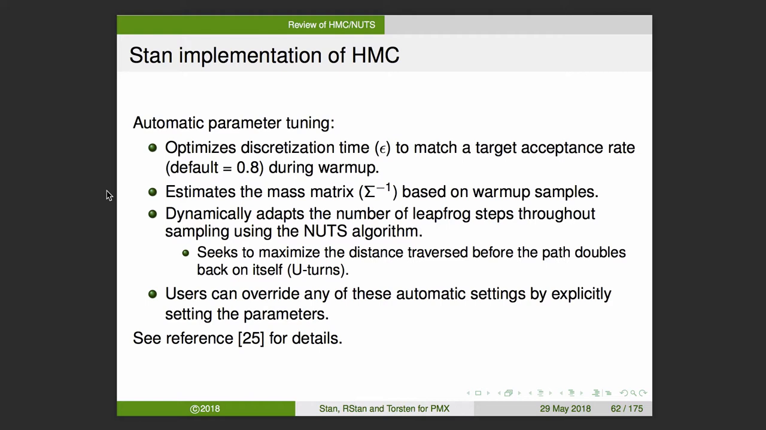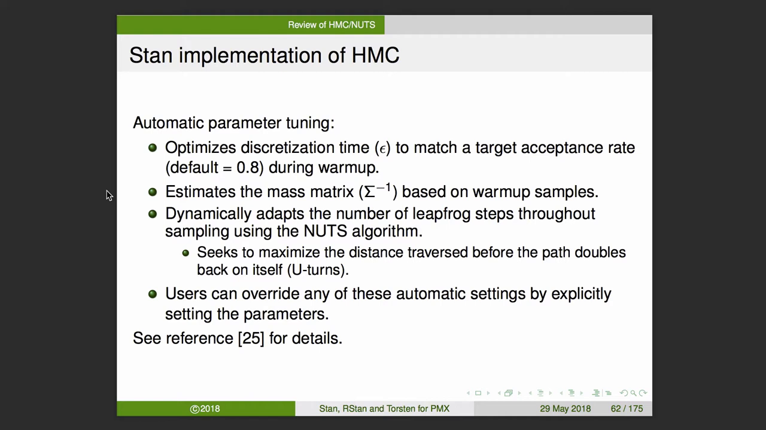It dynamically samples the number of leapfrog steps throughout the sampling using the NUTS algorithm and seeks to maximize the distance traversed between paths before the path doubles back on itself, thus the notion of no U-turn. Because, like I mentioned, if you set L particularly large, you could end up with a situation where this thing is moving all around your space, essentially doubling back on itself who knows how many times, and doing a lot more work than necessary to get the same amount of information. So it attempts to characterize that notion. They get specific about what they mean by a U-turn, but it tries to characterize that. And that's actually something that happens even during the sampling strategy. It even goes beyond the burn-in phase.